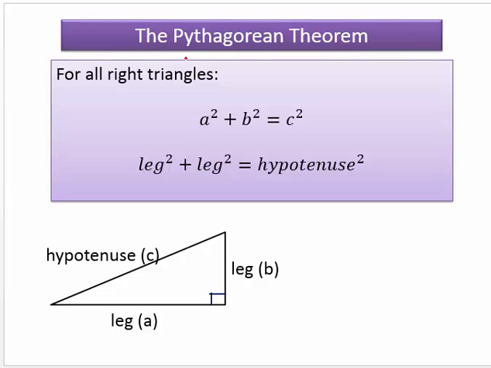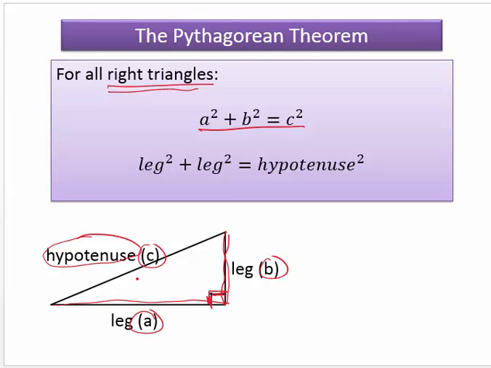A squared plus b squared equals c squared, and this is for all right triangles and only for right triangles. Another way to think of it is leg squared plus leg squared equals hypotenuse squared. The way to find the legs on a triangle, and make sure you pay attention here, is that the legs of a triangle are the two sides that are adjacent to, or touch, the right angle, and the side opposite the right angle is the hypotenuse. In a squared plus b squared equals c squared, the two legs are your a and your b, and the hypotenuse is your c.